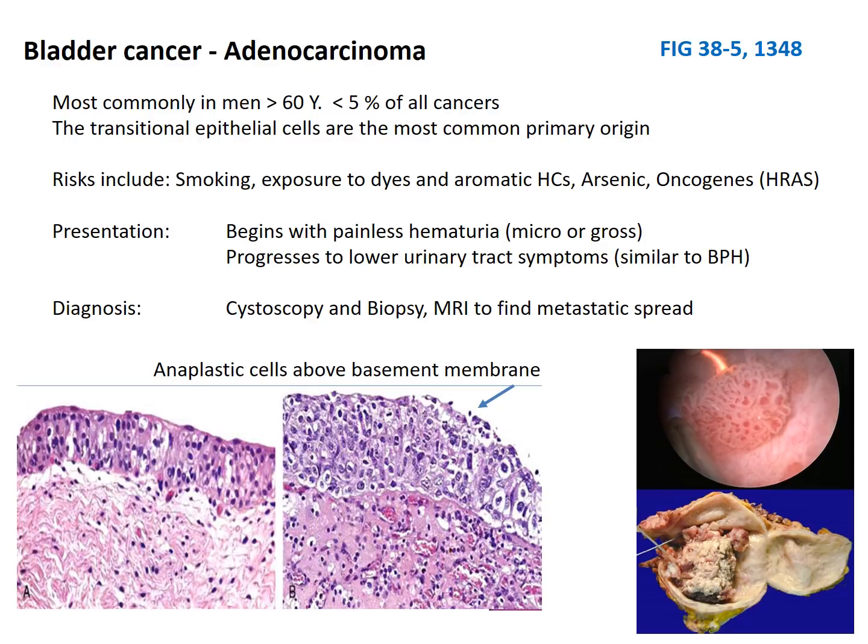Clinical presentation typically begins with painless hematuria, either microscopic or gross, and then as the tumor grows, and particularly if it starts to impact the bladder neck and the urethra outflow, can lead to urinary tract symptoms which are similar to BPH. Again, the key thing here is going to be that hematuria. Cystoscopy, biopsy, MRIs can all be used to find and locate the primary tumor and then determine whether or not there's been any metastatic spread.